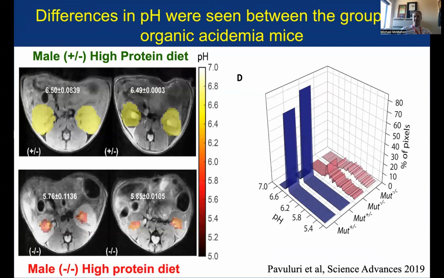And so here are just some examples of the pH maps we characterized on these mice. You can see for the unmutated mice on a high protein diet, pH maps were fairly uniform and about 6.5. However, if you put the mutated mice on the high protein diet, you saw a prominently reduced perfusion of the imaging agent and a reduction and also large variation in the pH across the kidneys.